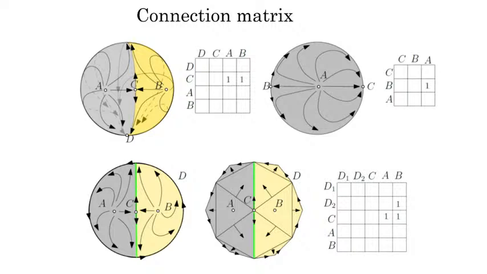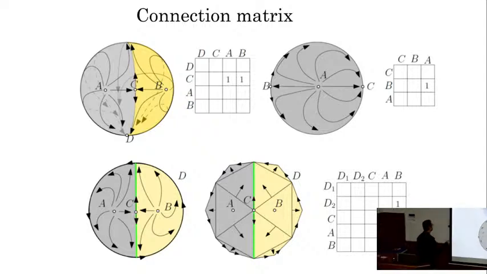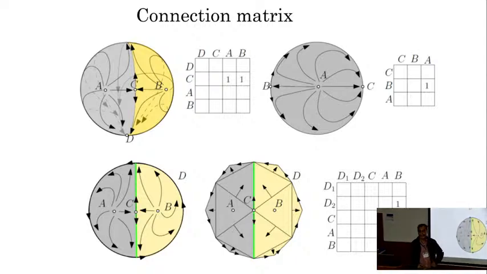A connection matrix is nothing but a summary of the vector field, telling you from which critical points you can go to which other critical points. For example, here I can go from B to C, so I have a 1 here. I can go from A to C, I have a 1 here. But whenever you say you go, you always go by decreasing in dimension by 1.